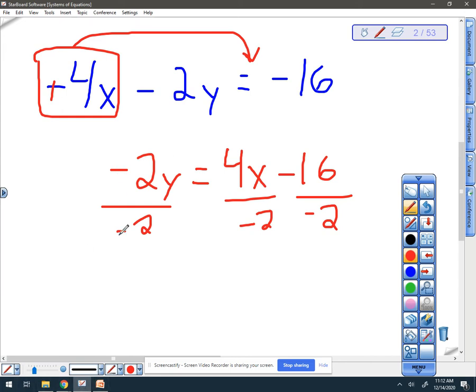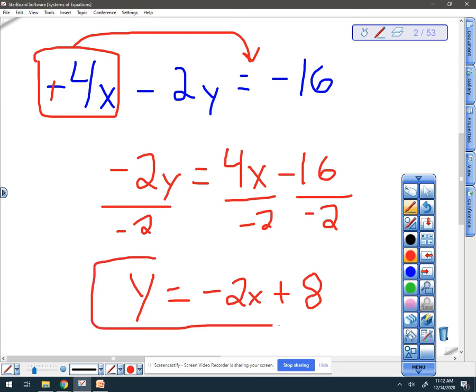So a negative and a negative make a positive. 2 divided by 2 is 1. All I have is y. Positive 4, a negative 2. A positive and a negative make a negative. 4 divided by 2 is 2. So y equals negative 2x. A negative and a negative make a positive. 16 divided by 2 is 8. So y equals negative 2x plus 8.